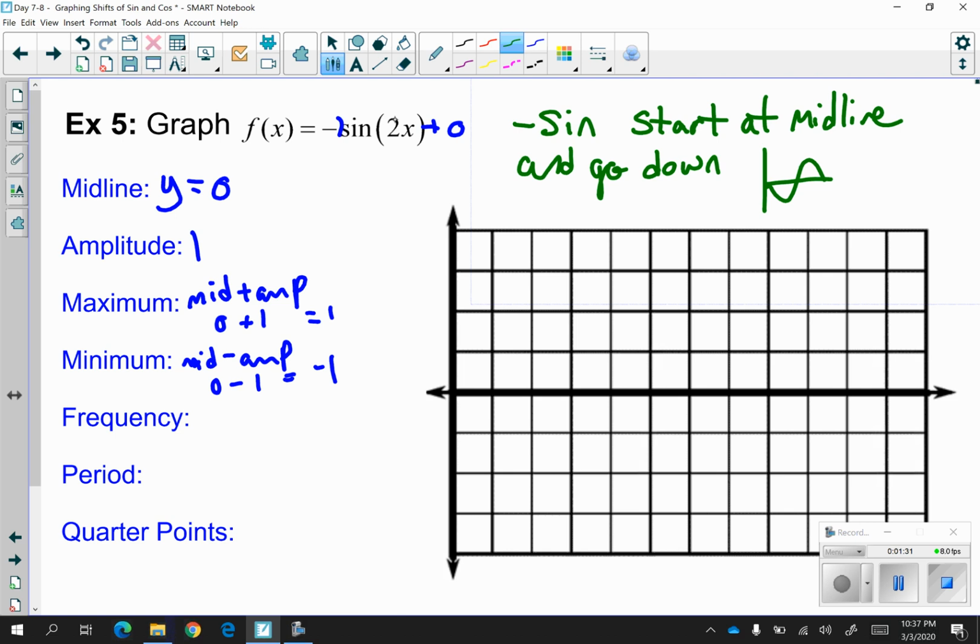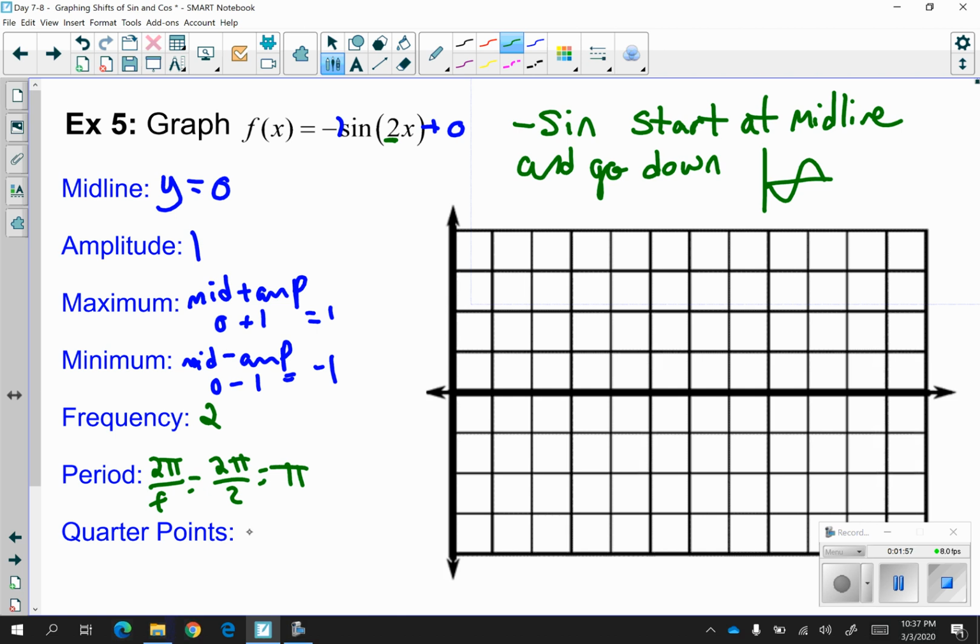Your frequency is found in front of the x variable. In this case, that's 2. So it's saying that there's 2 cycles from 0 to 2 pi. Your period is 2 pi over your frequency, which in this case is 2 pi over 2. So our period is just pi.